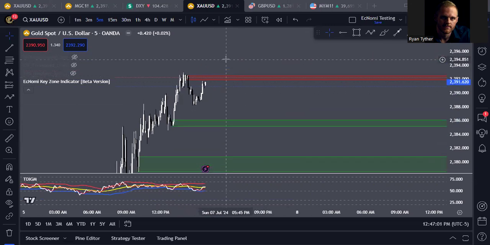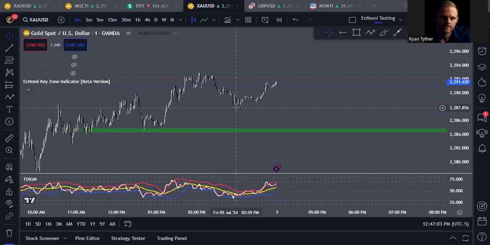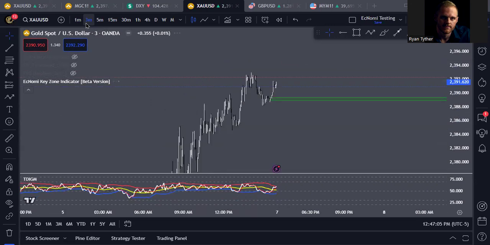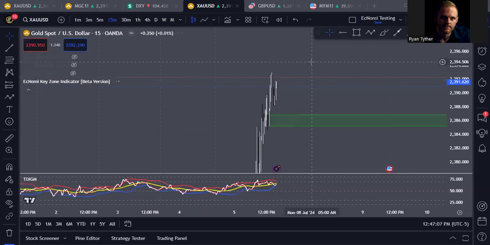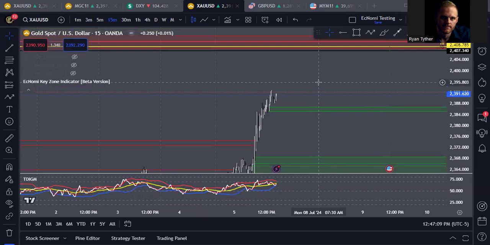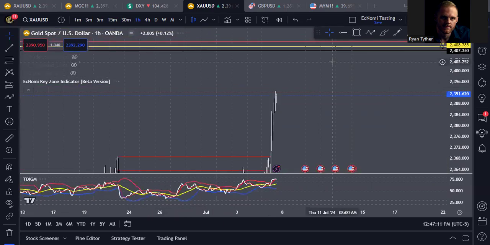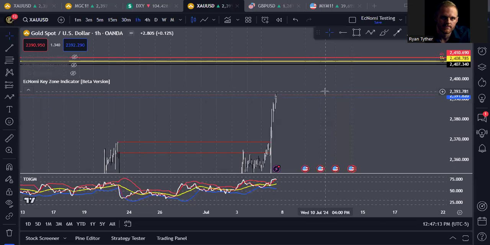For those of you that like doing that on a lower time frame, even on the 1 minute or the 3 minute. Some of them aren't going to paint, but ultimately, if you are seeing more demand than you are seeing supply, or vice versa, that's dictating the trend.